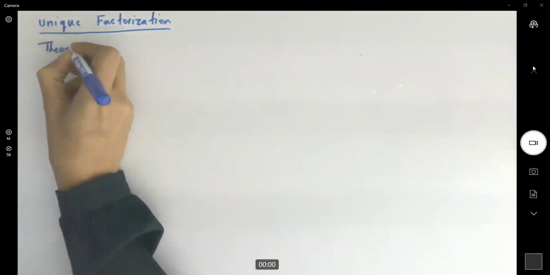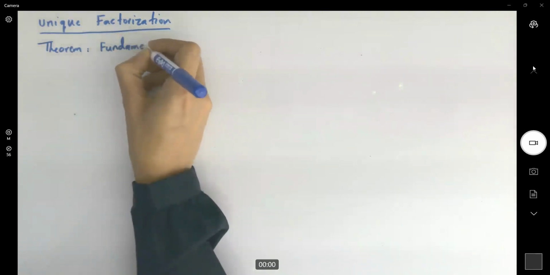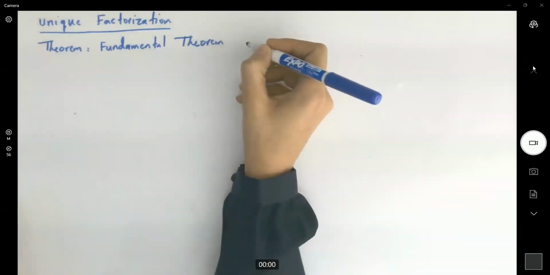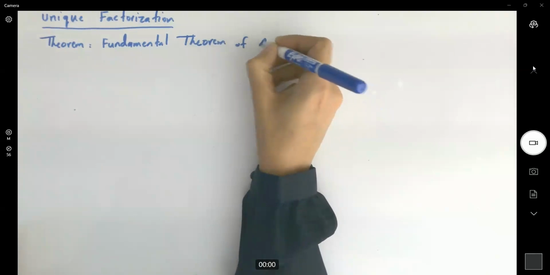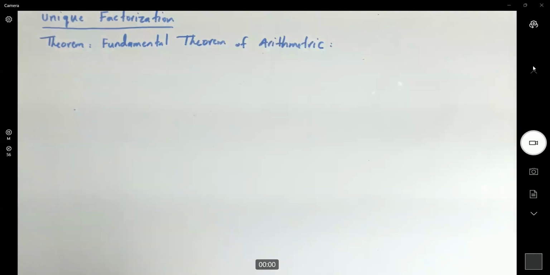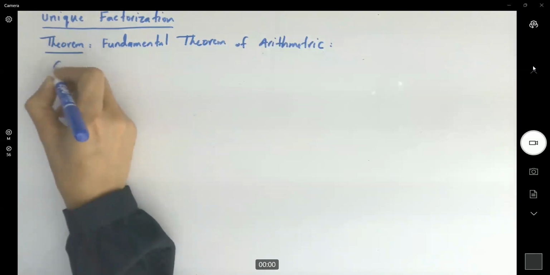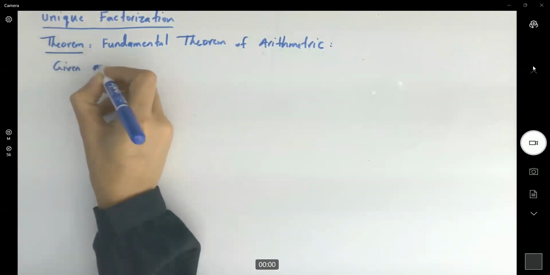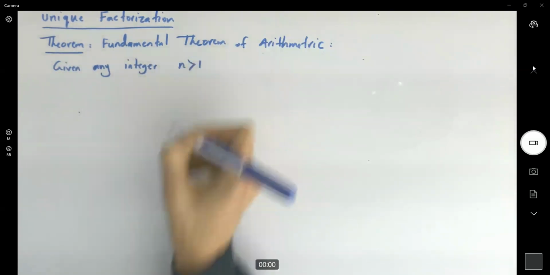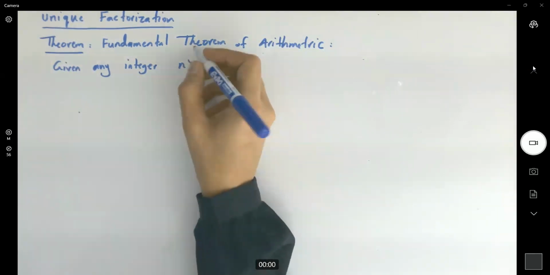So this theorem is the fundamental theorem of arithmetic. So what does it tell us? It tells us, given any integer larger than 1, if you have any integer n which is larger than 1, then there exist some positive integers like k.